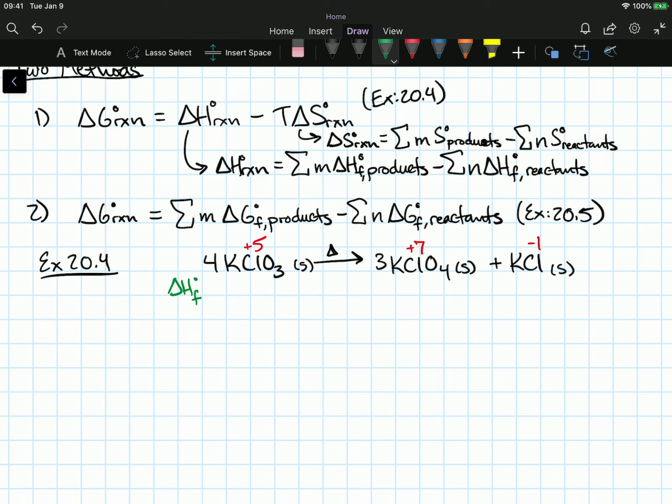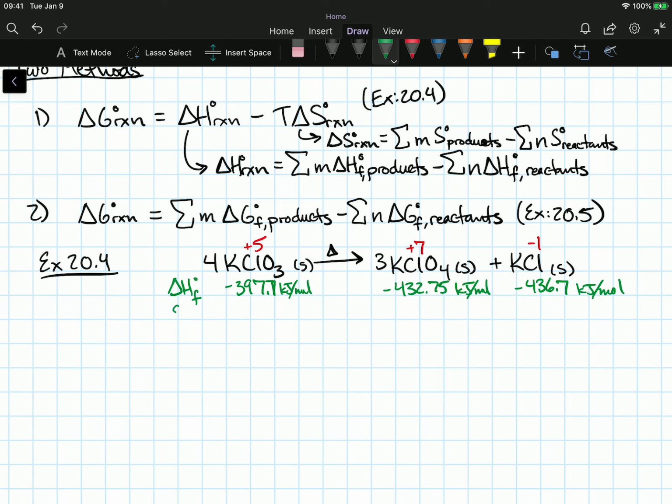So the standard enthalpy of formation for the chlorate is -397.7 kilojoules per mole, and for the perchlorate it's -432.75 kilojoules per mole, and the potassium chloride is -436.7 kilojoules per mole. And again, you just look these up in the back of the text.